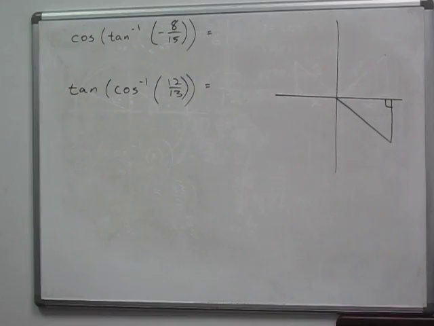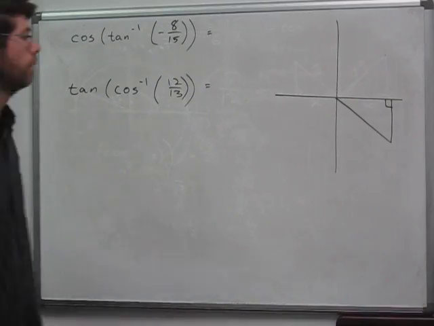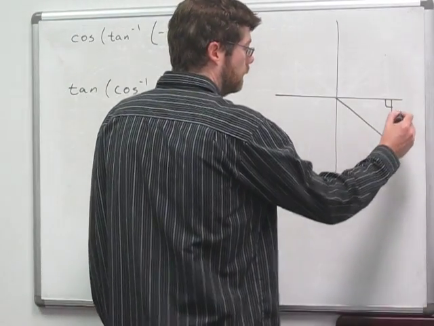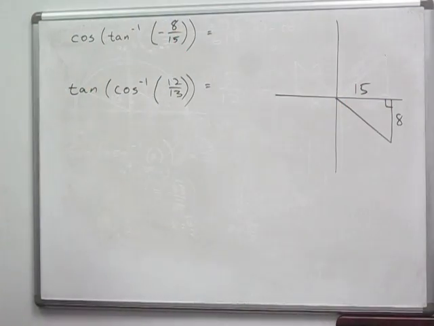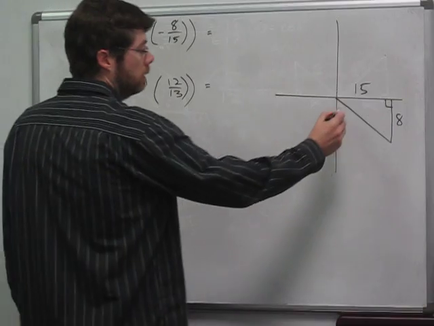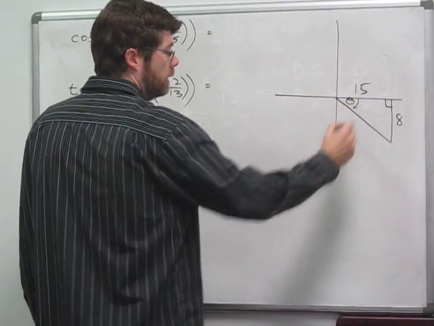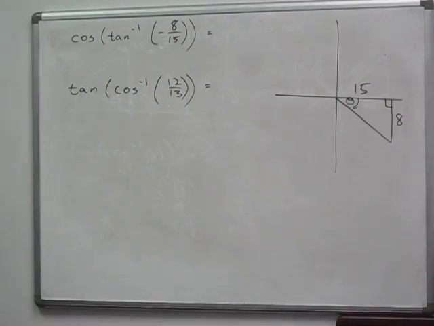So the tangent is negative in quadrant 4. I'm going to want the opposite leg to have length 8, the adjacent leg to have length 15. There's our rotation theta there, whatever it happens to be. But I don't need to know that rotation in order to figure out the cosine.